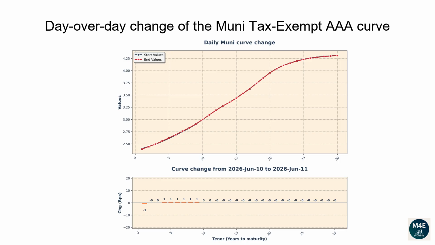The one-year tenor changed -1 basis points. The 2-year tenor changed 0 basis points. The 5-year tenor changed 1 basis points. The 10-year tenor changed 0 basis points. The 20-year tenor changed 0 basis points. The 30-year tenor changed 0 basis points.